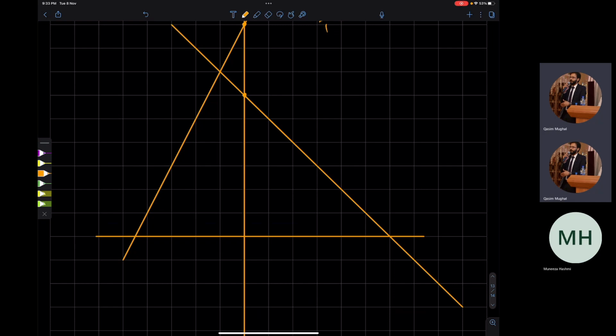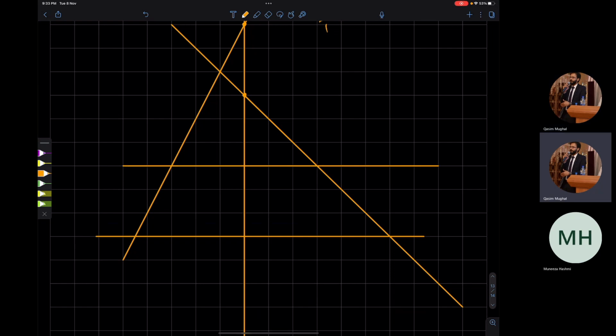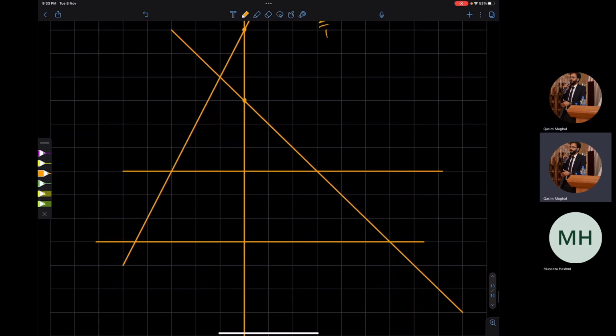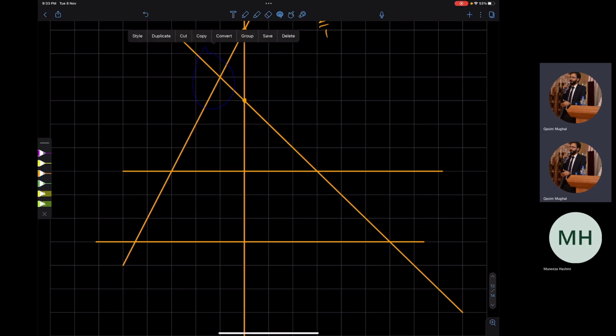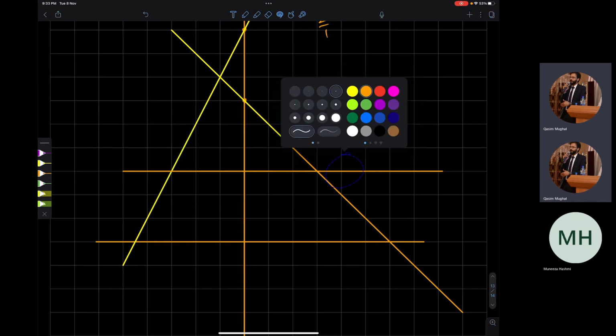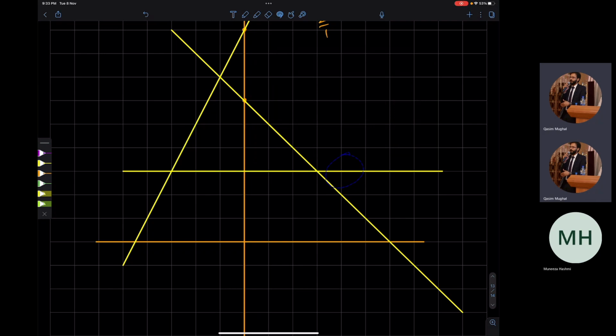Okay, the next is y equals 3. That's going to be a horizontal line crossing the y-axis at 3. And the last one is x equals 0, that is the y-axis itself. Let's see if I can change the colors. Style yellow. The last line is the y-axis itself, I'll change that to yellow as well.